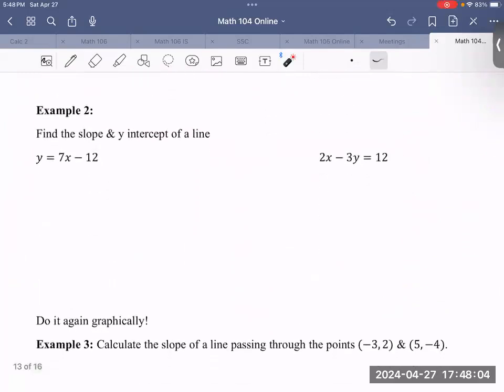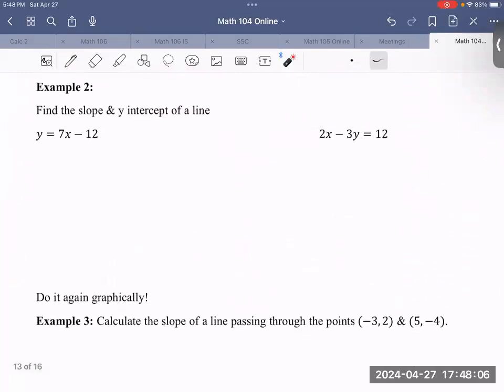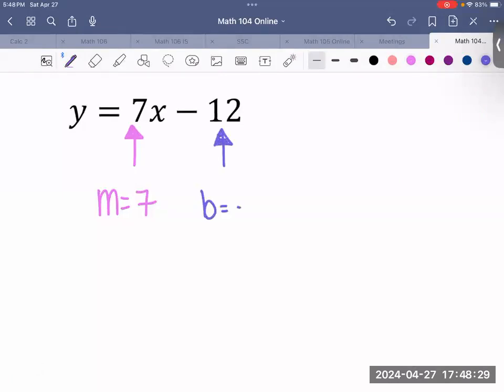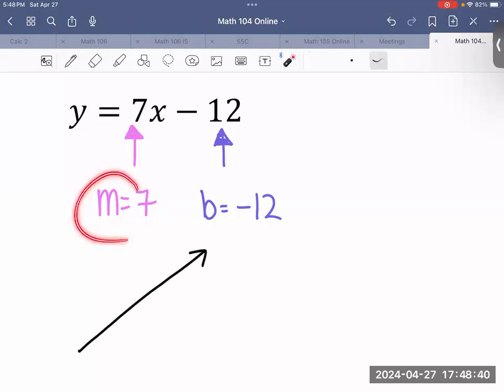So now let's try it with example 2. Find the slope and y-intercept of a line. So pause the video, see if you can identify your slope and your y-intercept. Well, your slope on this first one is easy to find because it's directly attached to your variable. So your slope in this case is 7, and your y-intercept, b, is equal to -12. Now, is this line going to be increasing or decreasing? Well, this should be an increasing line because your slope is positive.